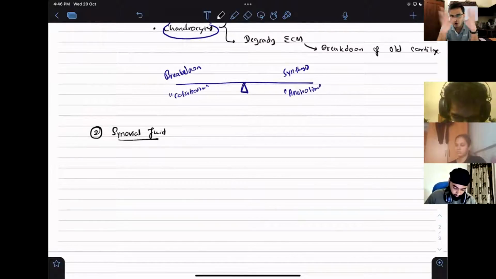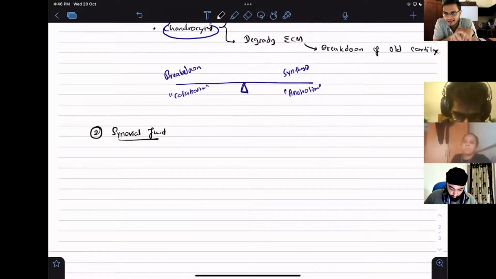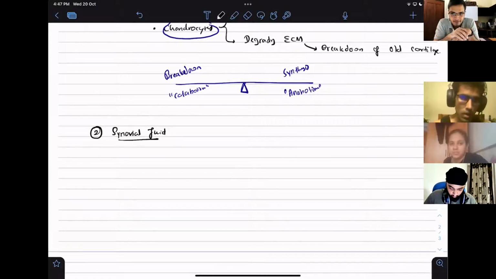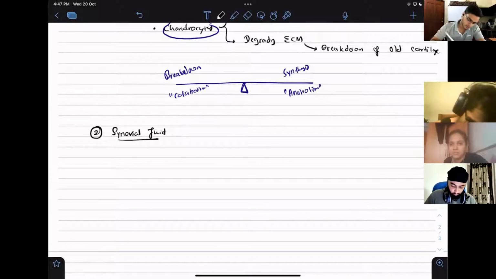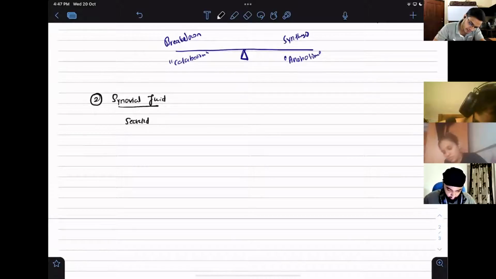This is straw colored and clear, right? The way you can imagine this is, guys, it is egg white like. We say egg white like appearance, consistency, egg white like consistency, right? What I want you all to know here, write this down. Secreted by whom? Secreted by type B synoviocytes.